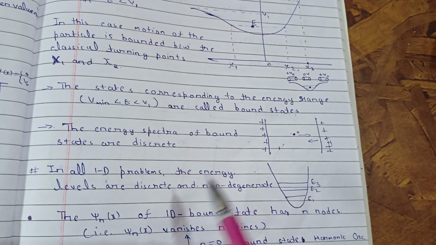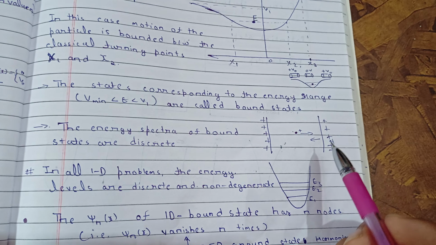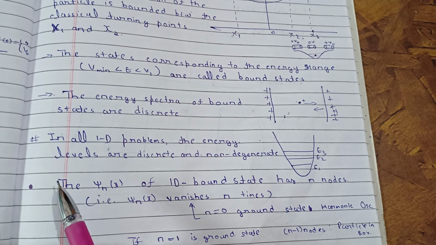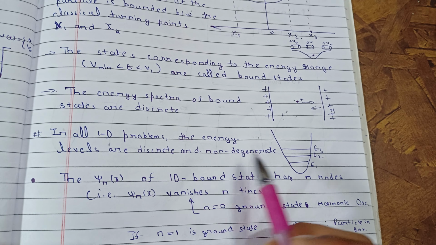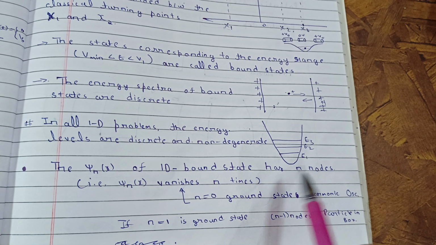There is one more thing about the wave function: the wave function vanishes at the boundaries. So there will be some nodes, so let's study the nodes. In all the 1D problems, the energy levels are discrete and not degenerate. Now the wave function of a 1D bound state has n nodes.